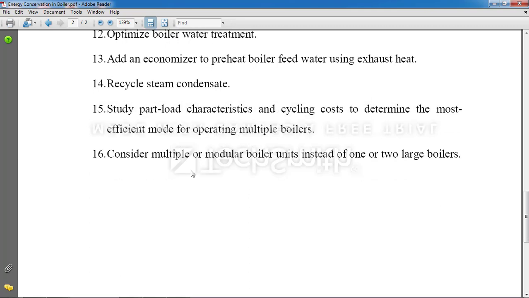And last point, consider multiple or modular boiler units instead of one or two large boilers. This system is effective if the area is large. Whenever we go with a separate boiler system, every time we install a separate boiler we require a large space. So if your space is large, then you can utilize this last point.